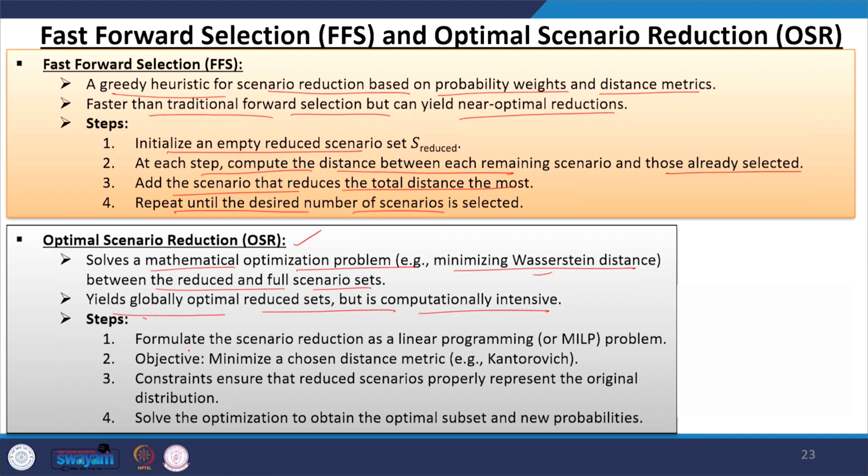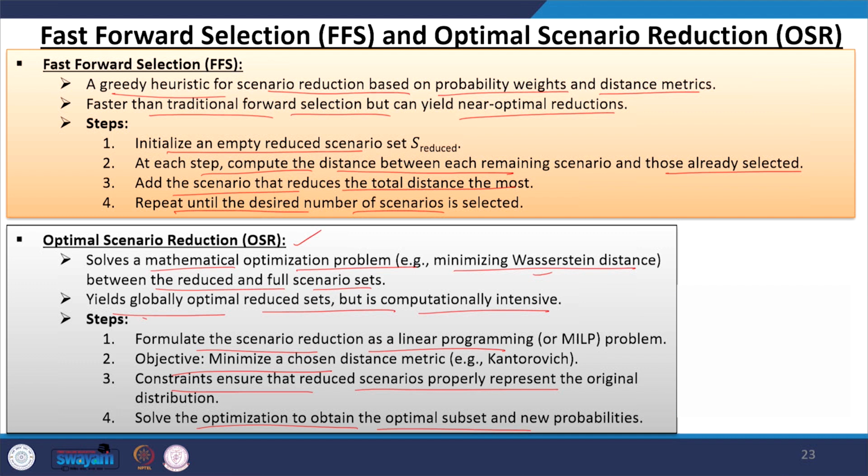So, the steps are: formulate the scenario reduction as a linear programming problem. The objective will be minimization of the chosen distance metric. Constraints ensure the reduced scenarios properly represent the original distribution. So, you have to fit your constraints accordingly. Then solve the optimization to obtain the optimal subset and the new probabilities.